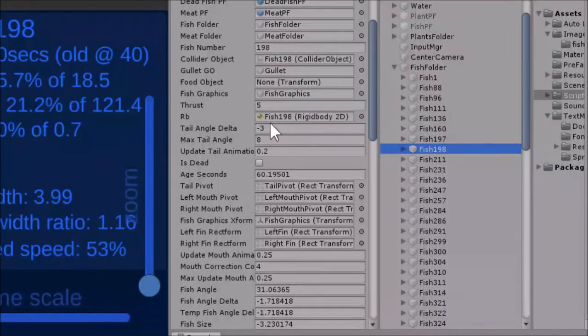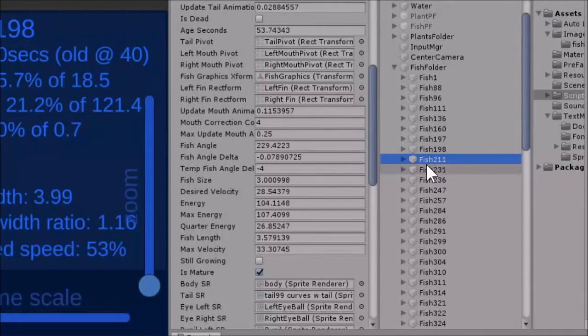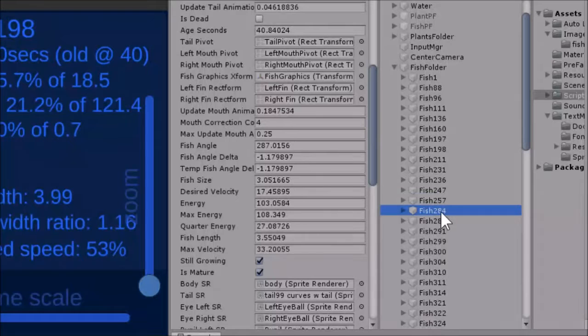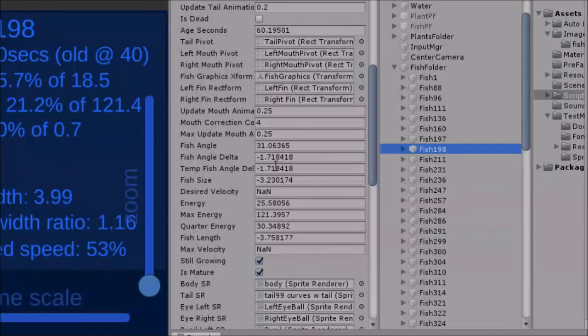Yeah. The tail delta, that's just about how he waves his tail. That doesn't affect anything. He's not dead. He's only 60 seconds old. Mouth animation. Mouth update. Fish angle. Could it have something to do with the fish angle delta? Can fish angles be negative? Yeah, it looks like they can be. They're all over the board here. This might be in terms of radians. I'm not sure. I forget. It's been so long since I've done the motion stuff here.